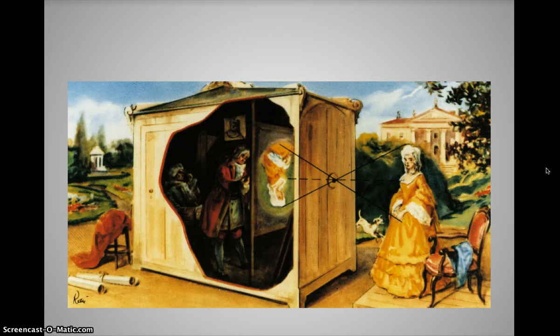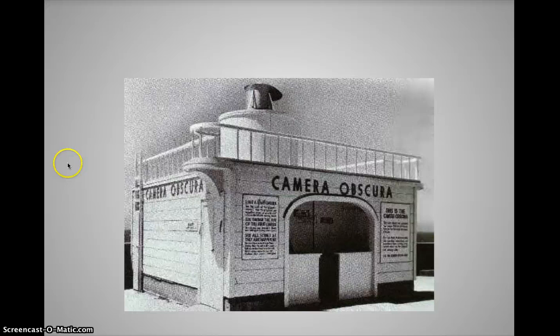Here's another example of that. Light reflects off the subject, is projected on here, and then the artist can basically trace the image. Today you might see a camera obscura at a fair or a science museum. They still make them, and some travel around, so you can see what people were using hundreds and hundreds of years ago.